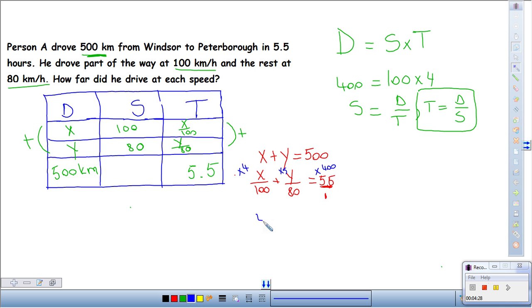So it becomes 4x plus 5y over 400 equals 2200 over 400. Now I can eliminate the denominators and I'm left with just the top. So I'm going to have x plus y equals 500. Now it is up to you to choose one of the methods between substitution and elimination and decide what you want to apply in order to solve the problem. Happy solving!